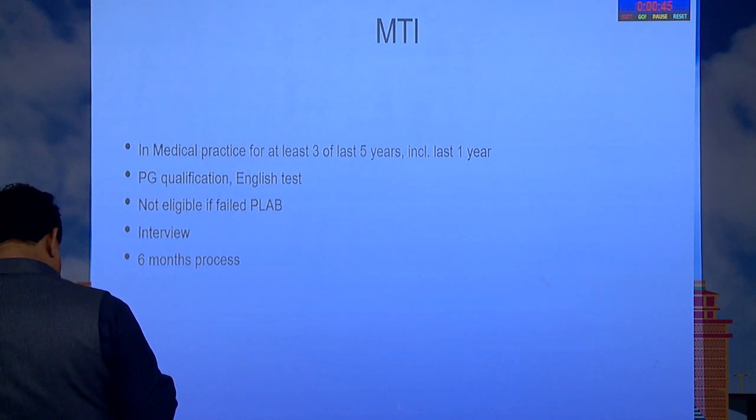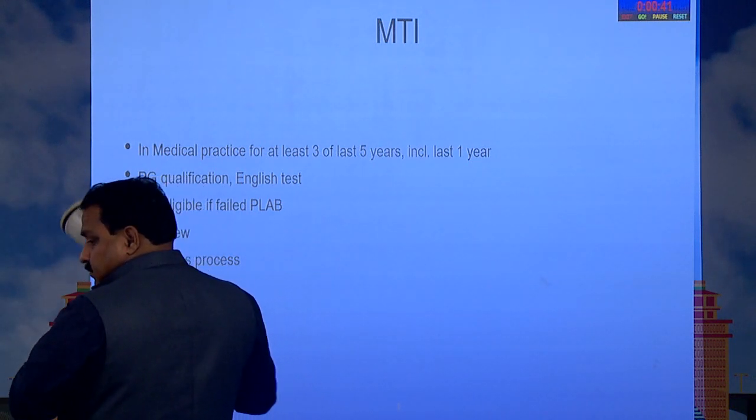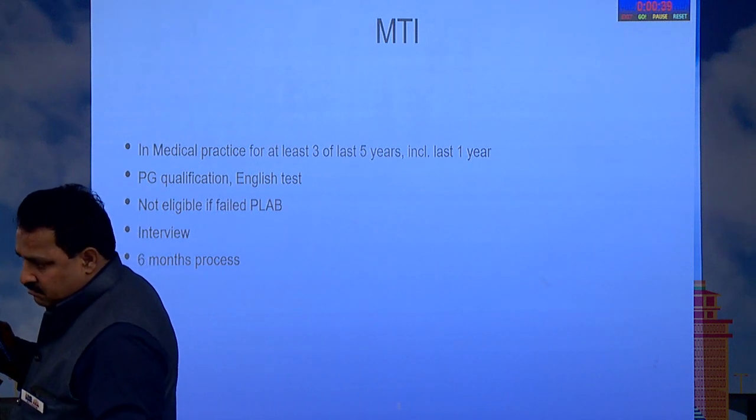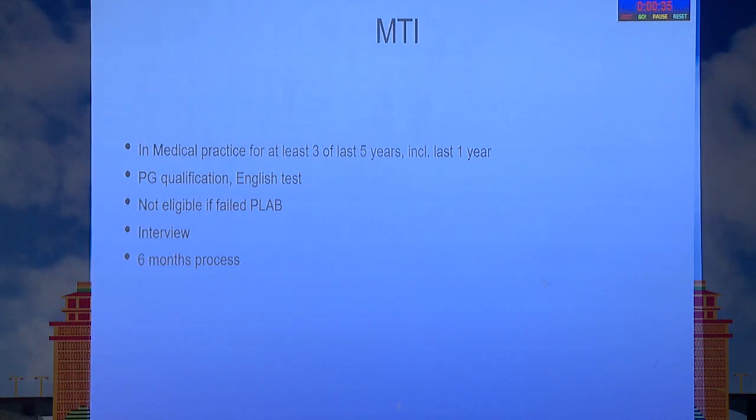Essentially, these are the gist of it. You have to be in training for the last 3 or 5 years, including the last 1 year. You need to have a postgraduate qualification, so either DO or MS or DNB. And you cannot enter into the program if you failed the PLAB test. So you have to choose at the very start whether you want to go through the PLAB route or the double sponsorship route. If you fulfill all these guidelines, then most trainees can get into the system.